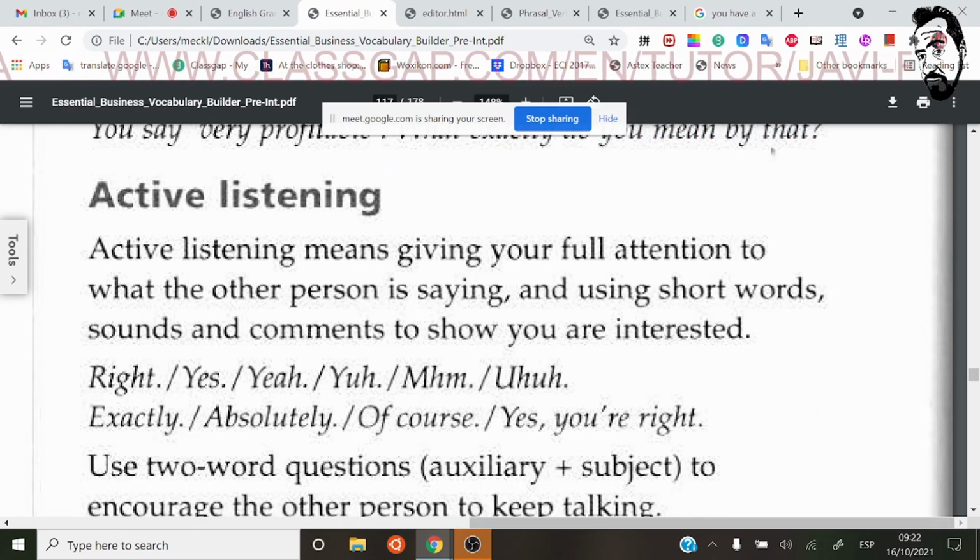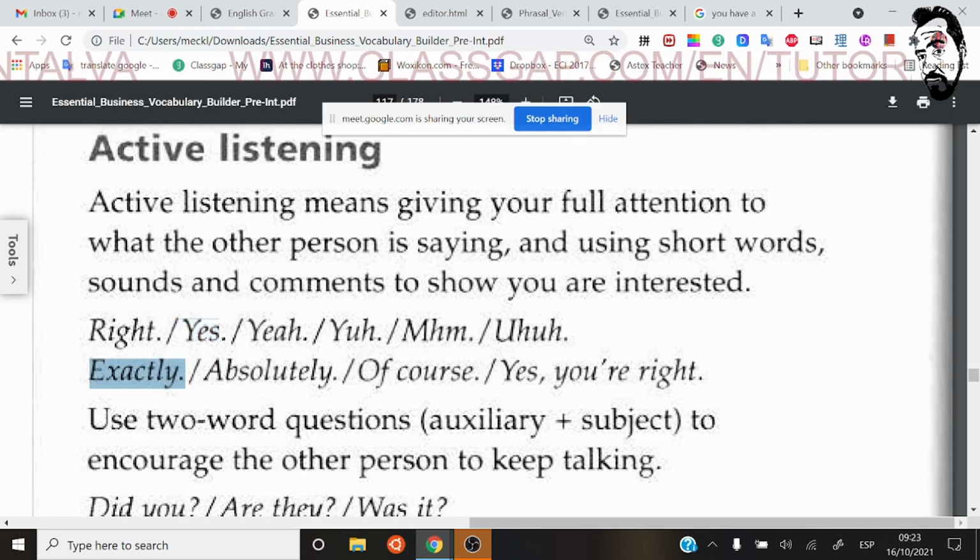Okay, sometimes when you're listening, you want to say that you understand. So you could say something like, right, oh, right. Yes, yeah. Typical one, yeah? Or you agree.